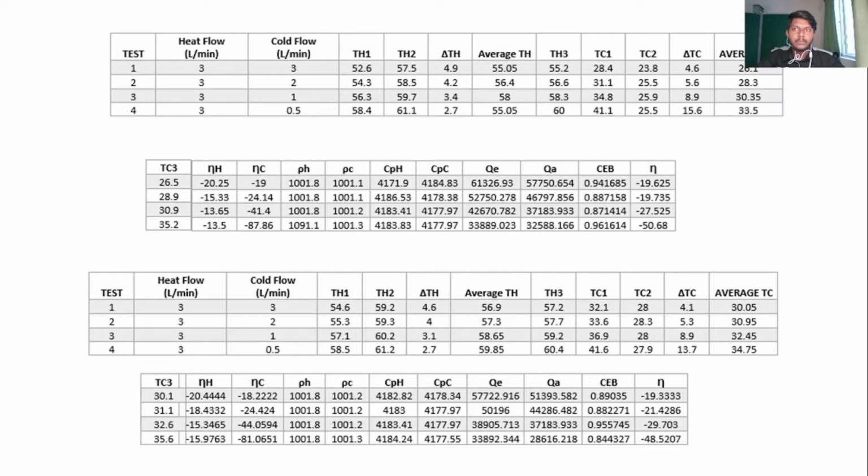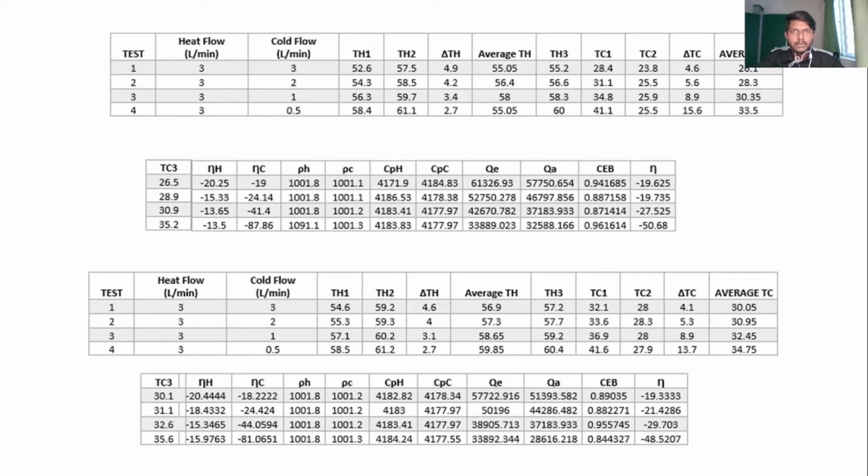So today I'm going to explain the parallel and counter flow experiment results. Test 1: the hot flow in liters per minute will be 3, then the cold flow in liters per minute is also 3. Here TH1, TH2, TH3, TC1, TC2 and below it TC3 are the recorded temperatures.